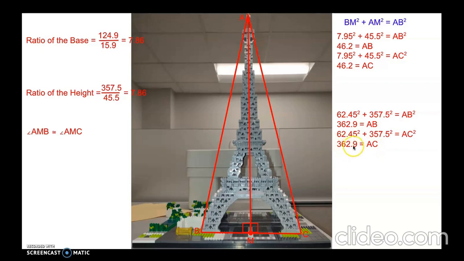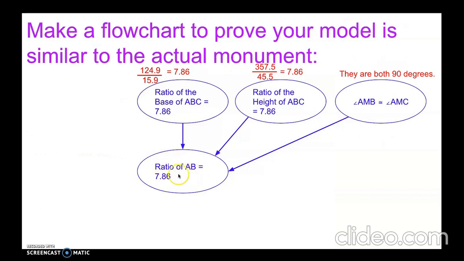Okay, so then now I can take AB on the monument and put it over AB on the model to get the ratio of the hypotenuse. So 362.9 over 46.2, well, this also ends up being 7.86. Okay, so I can say the ratio of AB equals 7.86. I'm getting that by dividing 362.9 over 46.2, that's 7.86.